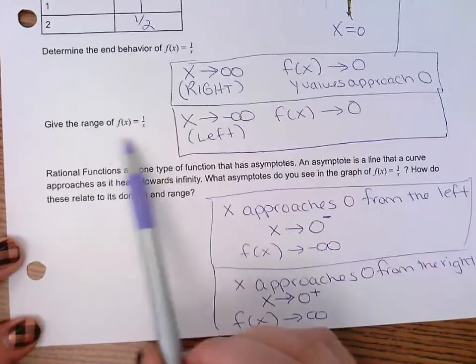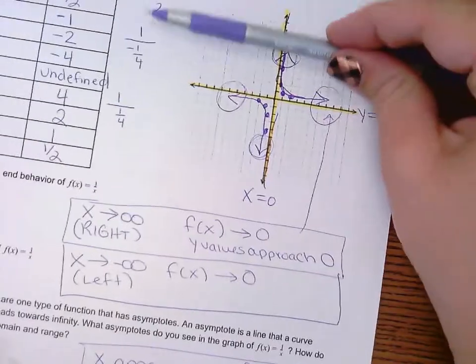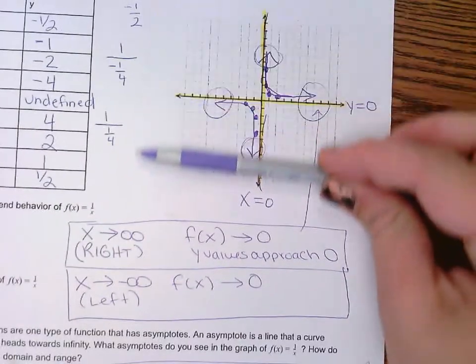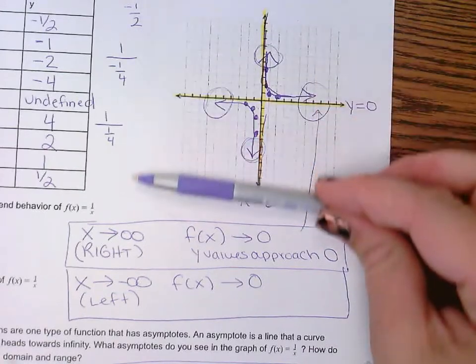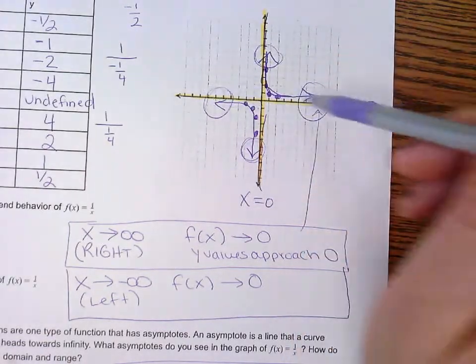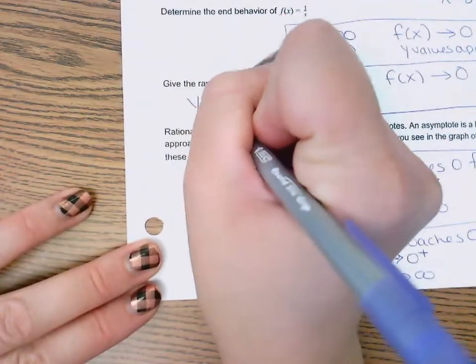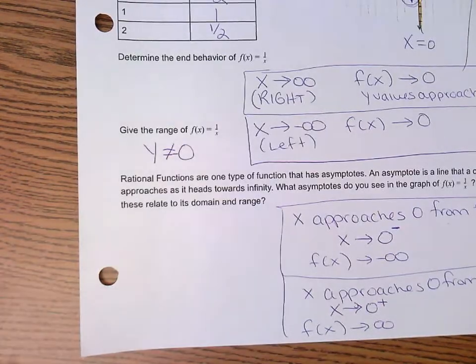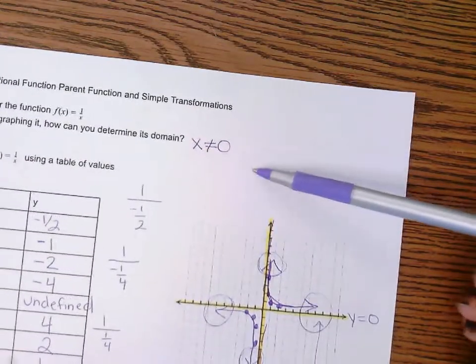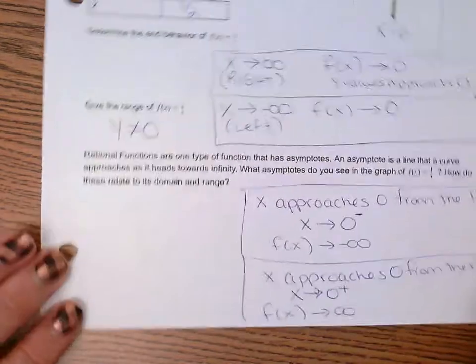What's the range of this function? So when I scan the y-axis, are all of the y values being used? Well, y can never get to 0. So my range is everything except y never equals 0. Similar to how my domain x was never equal to 0, because it also had an asymptote.